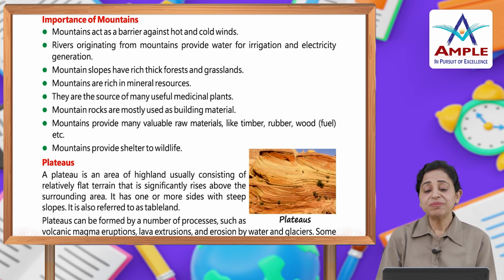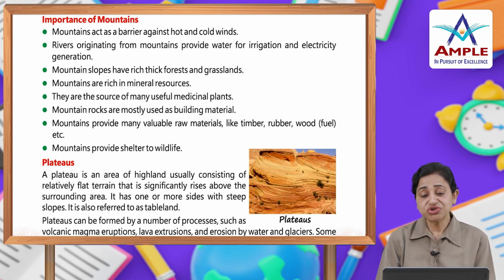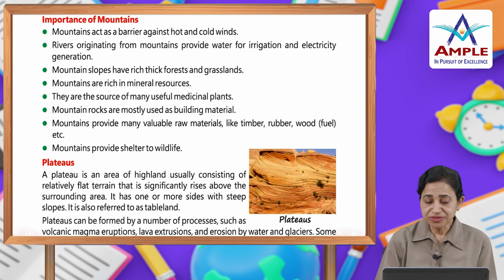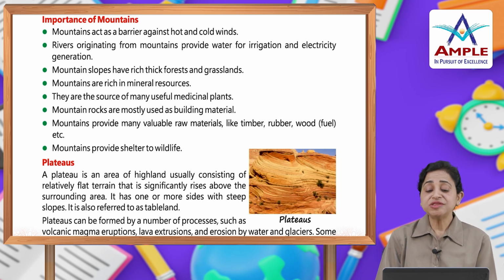Rivers originating from mountains provide water for irrigation and electricity generation. Mountain slopes have rich thick forests and grasslands. Mountains are rich in mineral resources. They are the source of many useful medicinal plants. Mountain rocks are mostly used as building material. Mountains provide many valuable raw materials like timber, rubber, wood, fuel, etc.